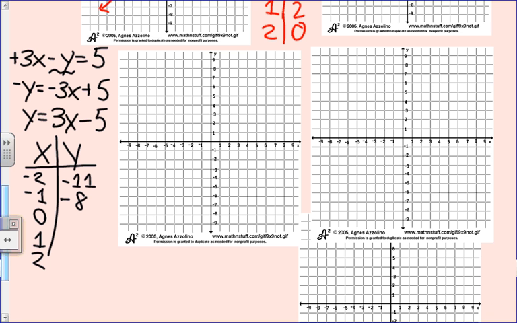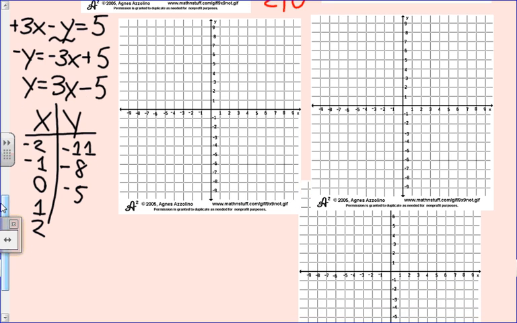0. 3 times 0. Minus 5. 1. 3 times 1. Minus 5. Negative 7. 3 times 2. Minus 5. 1. Notice the pattern? What are you doing? Minus 3. Plus 3.